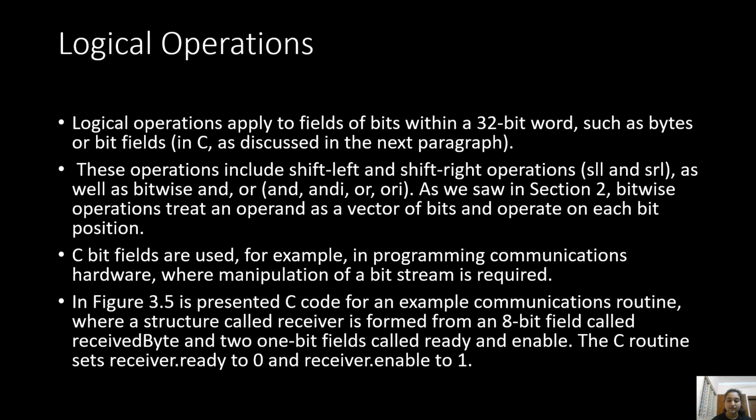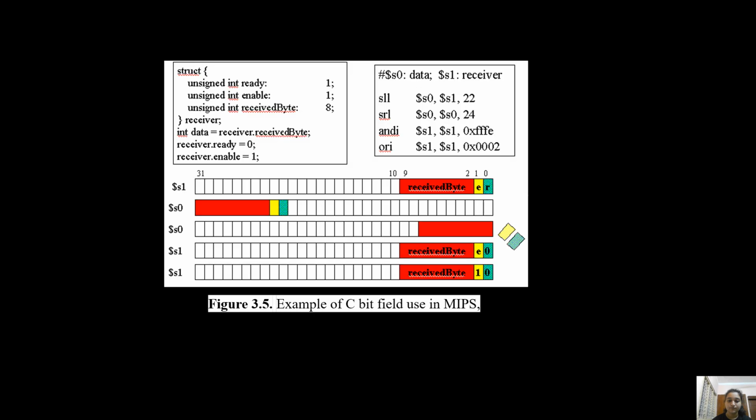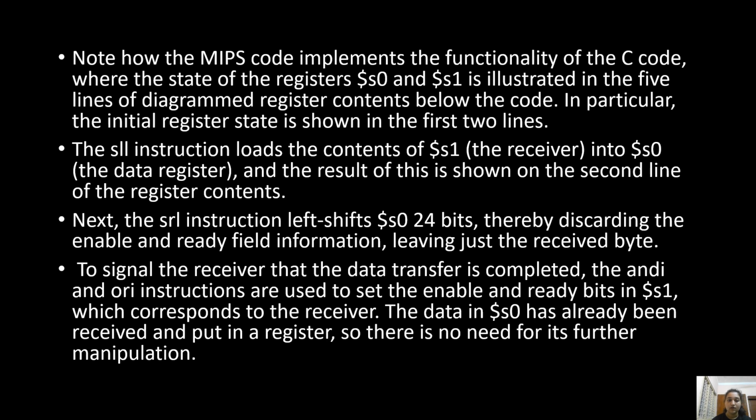Figure 3.5 represents C code for an example communication routine where a structure called receiver is formed from an 8-bit field called receive byte and two 1-bit fields called ready and enable. This sets the receiver ready to 0 and receiver enable to 1. Note how MIPS implements the functionality of the code, where the state of the registers S0 and S1 is illustrated in the five lines of the diagram of register contents below the code. In particular, the initial register state is shown in the first two lines.